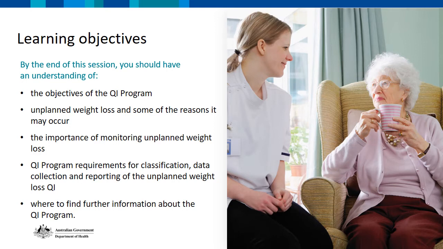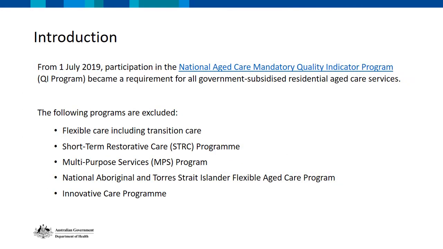We will discuss the why, what and how of collecting and submitting data for the unplanned weight loss QI. We will also touch on QI reporting and how to use service-level reports to track progress and inform continuous quality improvement. By the end of this session, you should have an understanding of the objectives of the QI program, unplanned weight loss and some of the reasons it may occur, the importance of monitoring unplanned weight loss, QI program requirements for the classification, data collection and reporting of the unplanned weight loss QI, and where to find further information about the QI program. So what is the QI program?